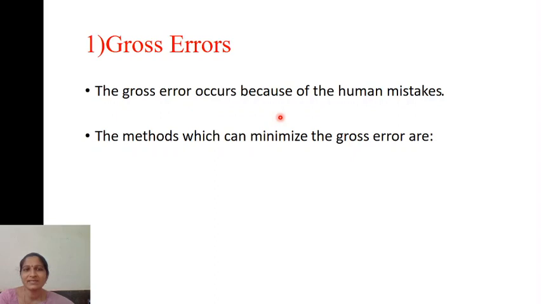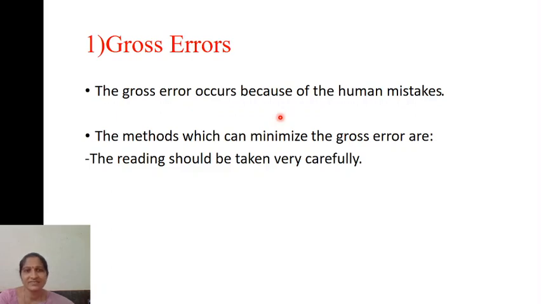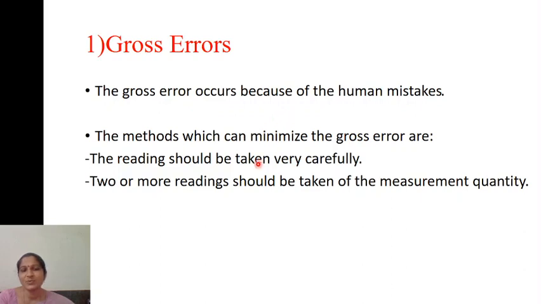What are the different methods to minimize gross error? First, the reading should be taken very carefully. While taking the reading, you should be very conscious. Second, two or more readings should be taken of the measured quantity. Instead of depending on only one reading, he can take two or more readings so that he can know whether there is an error or not.